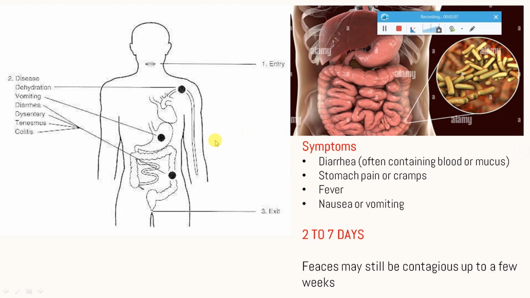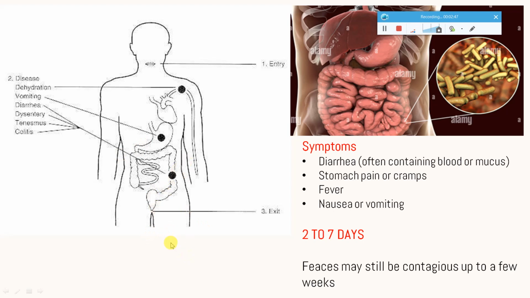The basic route by which this organism can enter you is the mouth. Once it enters your system, it has an impact on various systems, and it causes symptoms like dehydration, vomiting, and diarrhea with blood, that is, dysentery. These are the common symptoms seen. You may get stomach pain with cramps, diarrhea with blood, fever, nausea, and vomiting. These are the usual symptoms seen during this infection. And the exit of this organism is through the feces. That is the way by which the organism leaves your body.